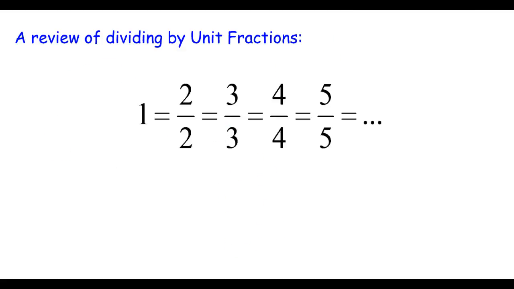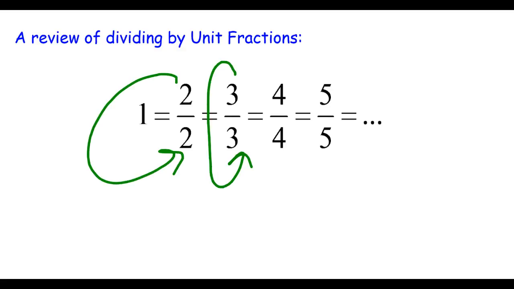And that all, again, is because 1 can be written as any of these types of fractions: 2 over 2, 3 over 3, 4 over 4, 5 over 5, 8 over 8, 12 over 12, 15 over 15, whatever it is that you want to use as your numerator and denominator. If they are both the same, it equals 1, which tells us there are 2 halves to make 1. There are 3/3 to make 1. There are 5/5 to make 1. And that's the basis of dividing by both unit fractions and regular fractions.